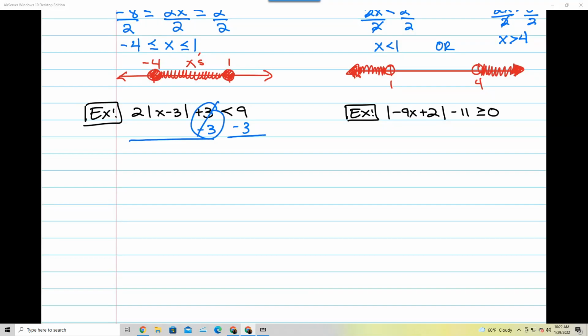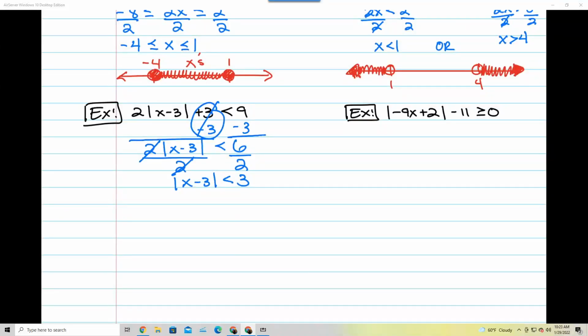These are going to cancel, and I'm left with 2 times the absolute value of x minus 3 is less than 6. I ask myself the question again, can I use my shortcut now? Again, the answer is no, because I still have that 2 that's bothering the absolute value. So I need to get rid of that times 2. The way we get rid of that times 2 is with a divided by 2. These are going to cancel, and I'm left with the absolute value of x minus 3 is less than 3.